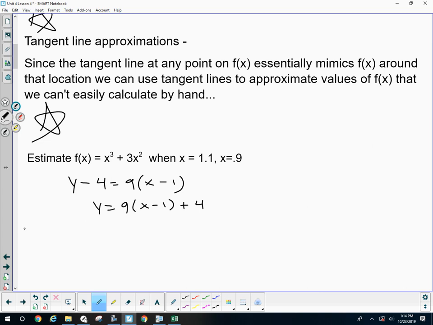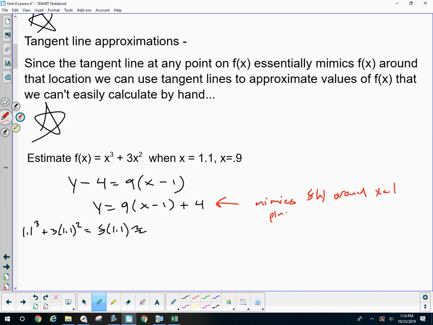To approximate 1.1 cubed plus 3 times 1.1 squared, which is equal to f of 1.1, I will just take 1.1 and plug it in there, which will be something I can do by hand. 1.1 minus 1 times 9 plus 4.